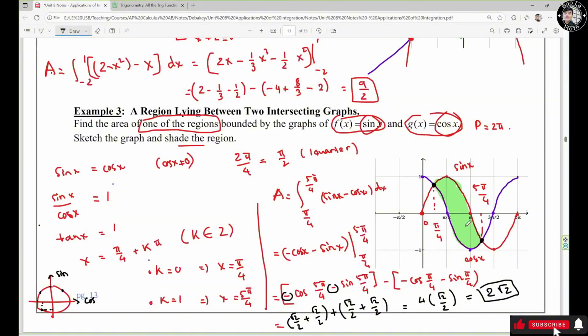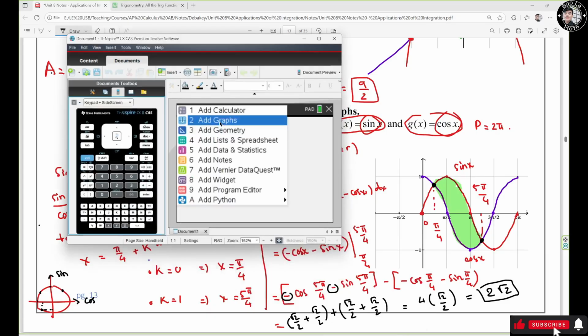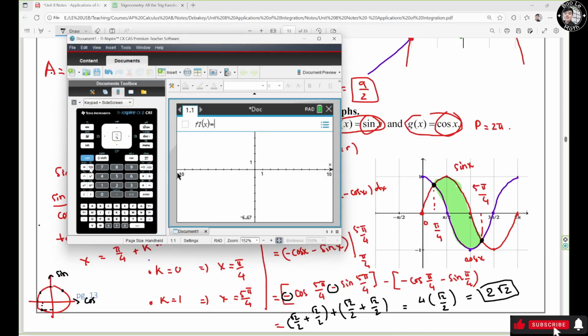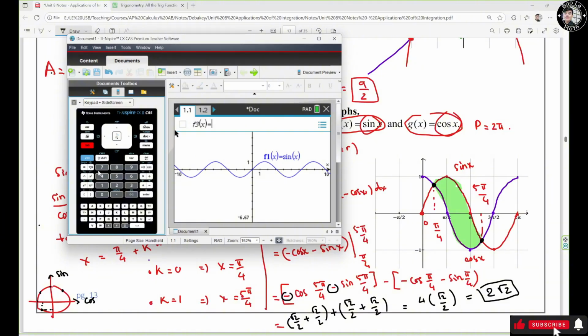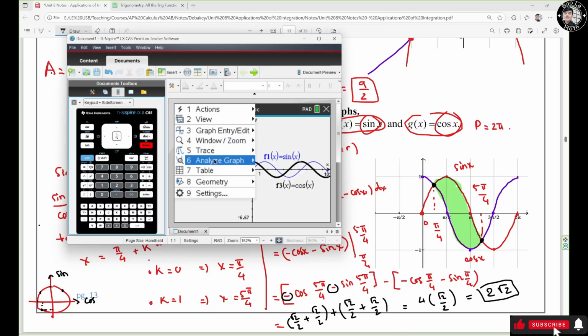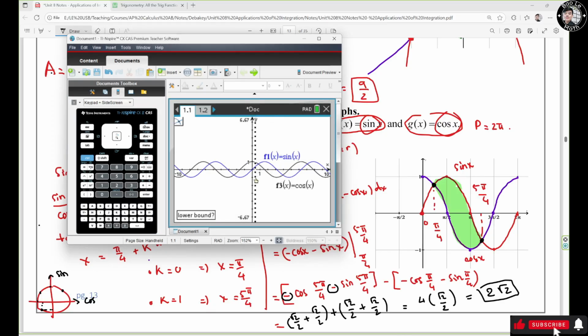Now you can use the calculator to check your work. So you're going to pull up the calculator at graphs right here. First, you're going to type sine s, hit enter. The answer is right here. Now you're going to graph the cosine function. So you hit tab, put in cosine s, hit enter. The answer is right here. Now you need to find the intersection between this and this right here. So you hit menu, analyze graph, intersection right here. The answer is 0.785. Similarly, hit menu, analyze graph, intersection right here. The answer is 3.93.